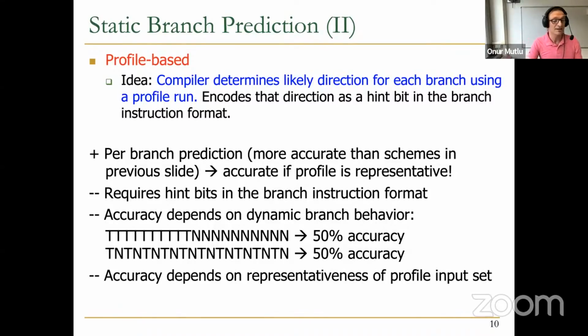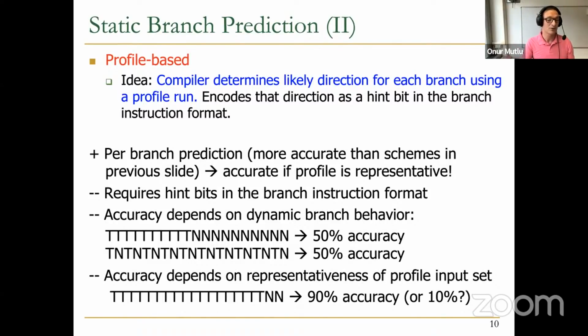And also, accuracy depends on the representativeness of the profile input set. If you look at this other branch, you can see that 18 of the instances are taken, and the remaining 2 instances are not taken. If the compiler's profile input set is representative, it would encode this branch as likely taken, and it would get 90% accuracy on this branch. That's great. But if the compiler's input set is not representative, it would encode this branch as not taken. And at runtime, you would see this history, and this would lead to only 10% accuracy. Now you can see the dangers of a potentially non-representative profile input set, right?